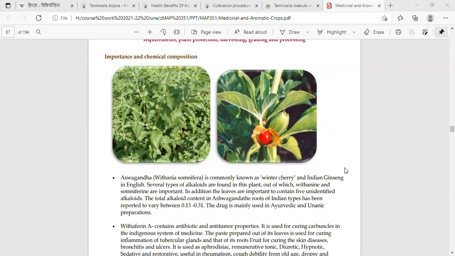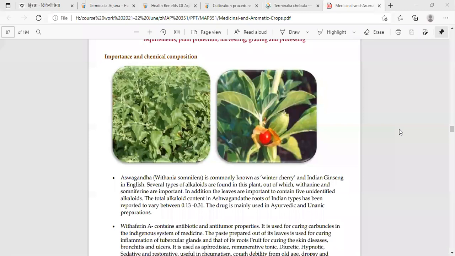Okay, so it's commonly known as winter cherry and Indian ginseng in English. Several types of alkaloids are found in these plants, out of which withanine and somniferine are the important chemical constituents present in the ashwagandha or the Withania plant. In addition, the leaves are reported to contain 5 unidentified alkaloids. Other than this, many alkaloids are present in this plant. The total alkaloid content in Indian ashwagandha roots has been reported to vary between 0.13 to 0.31. So these are the percentages of chemical constituents present in ashwagandha.